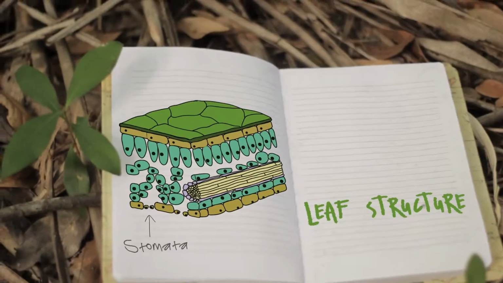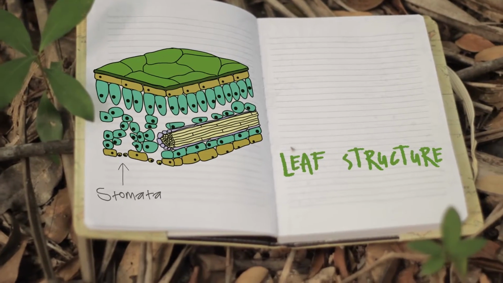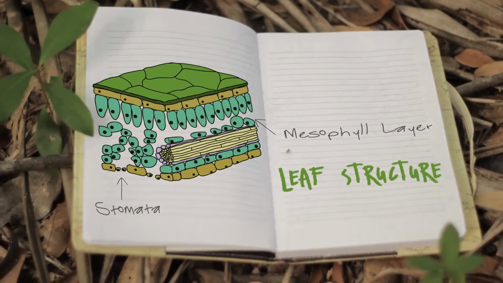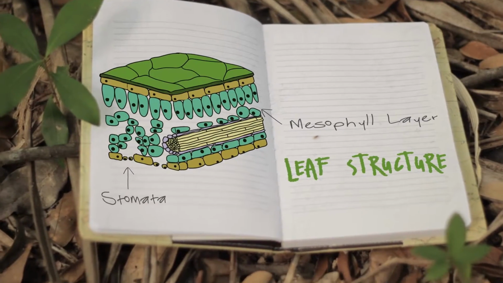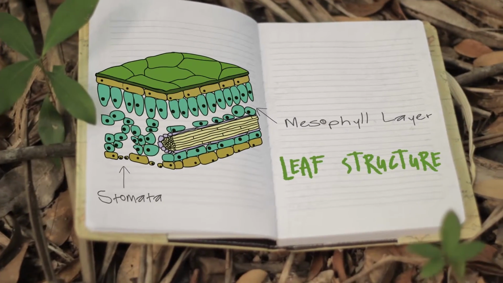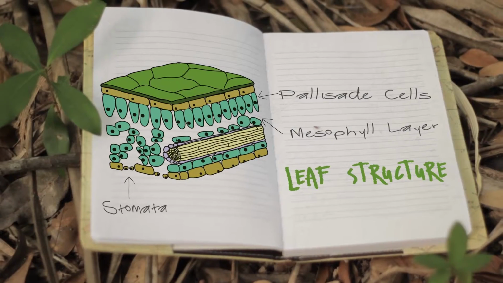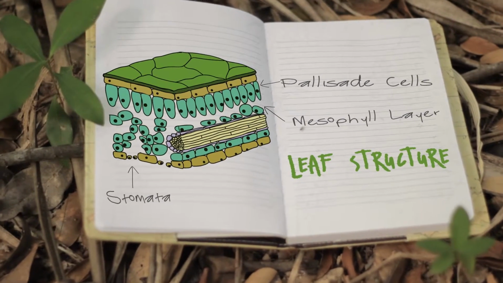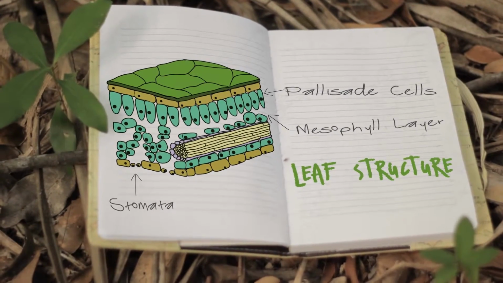When the carbon dioxide gets through the stomata into the leaf, it goes into the mesophyll layer. This layer has loads of space to allow the gases to diffuse around and get to where they are needed in the palisade cells near the top of the leaf. The palisade cells are where the photosynthesis reaction occurs.